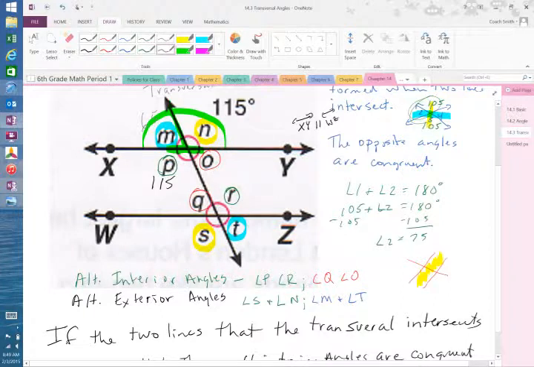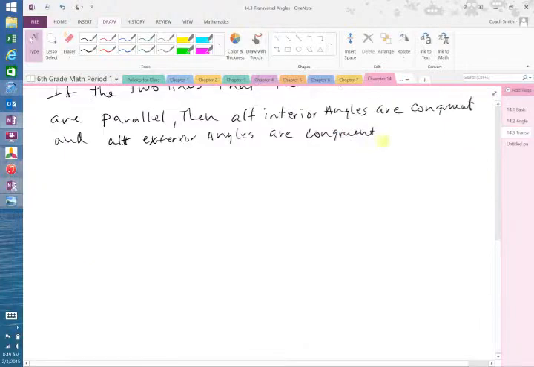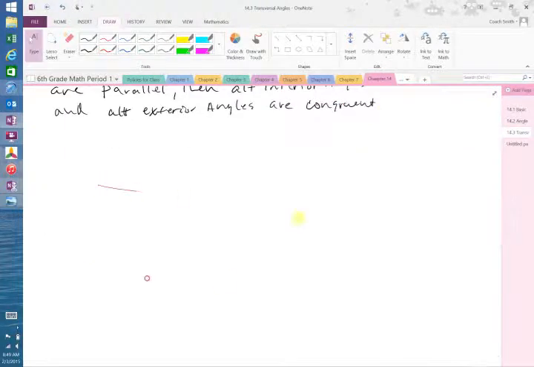So that means angle O has to be what? 65 degrees. Okay, because angle O has to be 65 degrees because they're vertical angles, and vertical angles are congruent. Doesn't matter what the lines do. Okay, I could have a line like this. I could have two lines that intersect each other there and be like that right there.